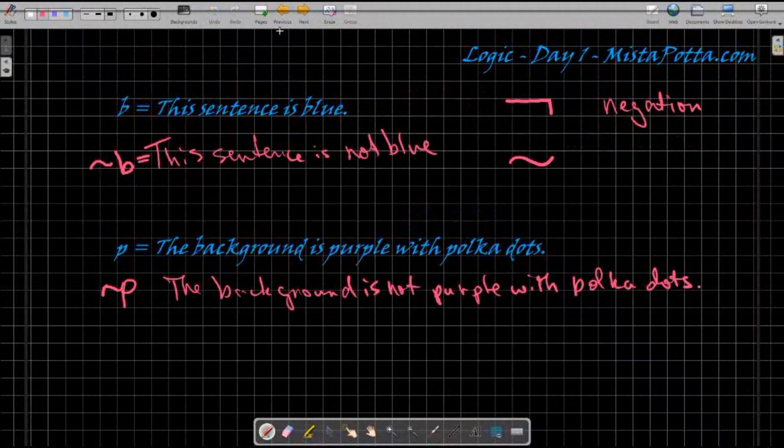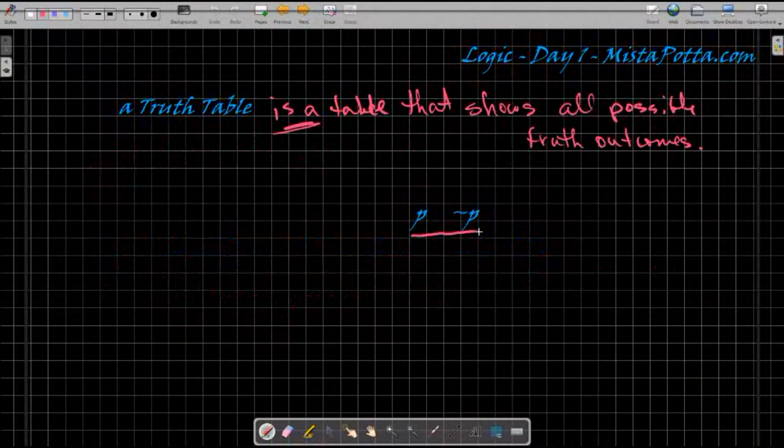So I've got this P statement, and P could be the statement from before, the background is purple with polka dots. And you know what? Maybe in tomorrow's lesson that'll be true. But it's not true now. And remember that a statement is a sentence that is either true or false. The negation of a statement is a statement that has the opposite truth value. So what is the opposite of true? It's false. And what is the opposite of false? It's true.